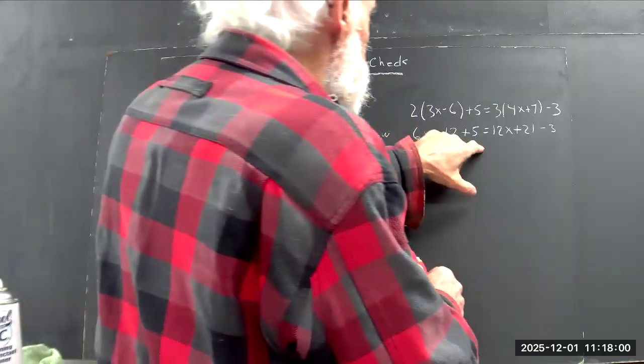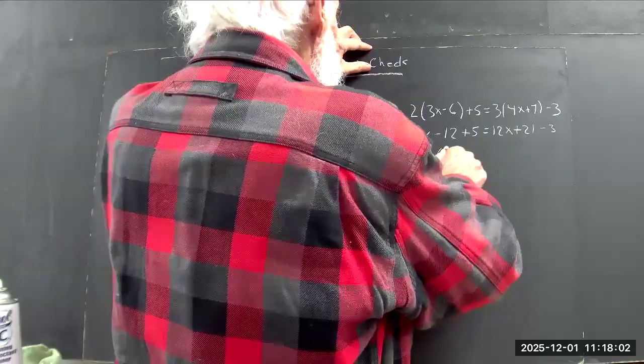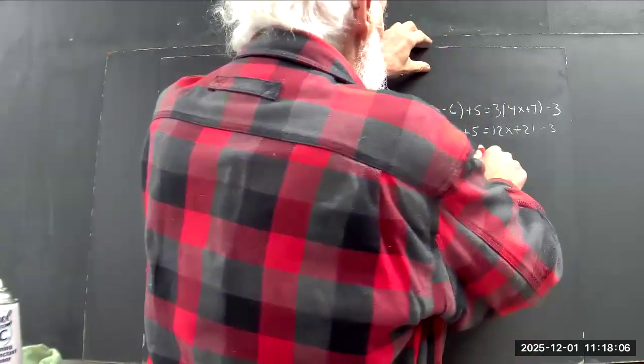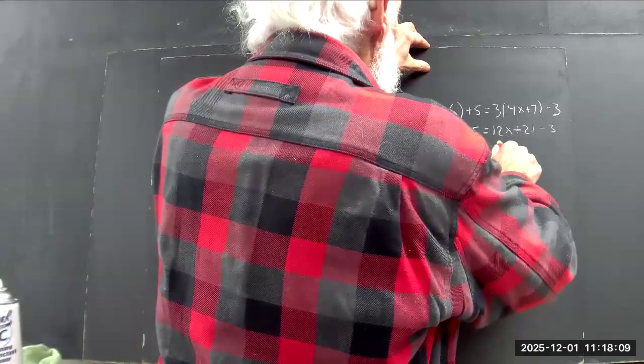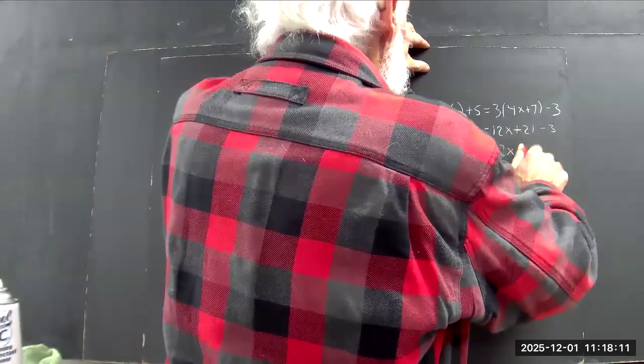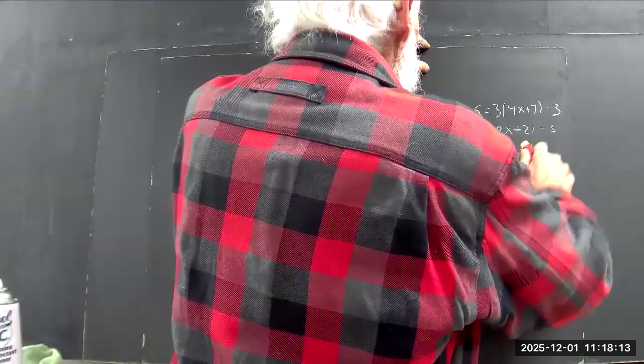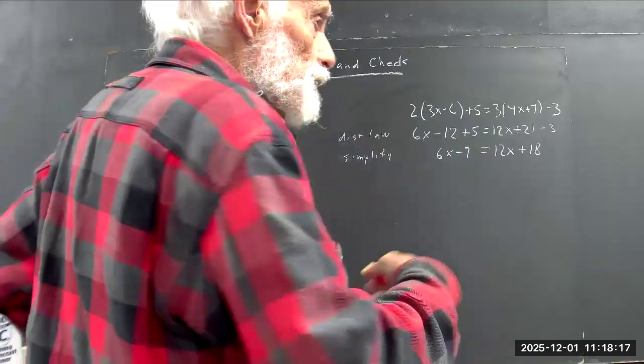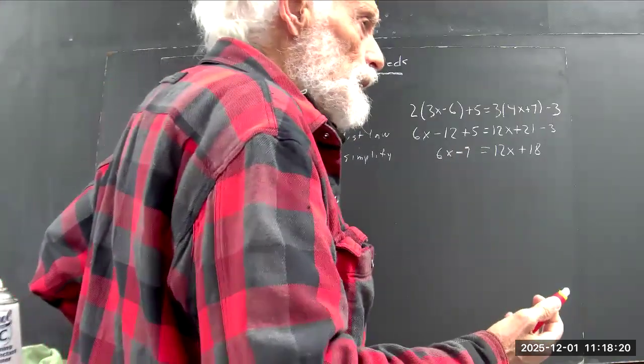So we'll do the negative 12 plus 5, and it's going to give us 6x minus 7. And then similarly, on this side, you're going to have a 12x, and then 21 minus 3 is 18. Now we want to get our x's on one side and our numbers on another.